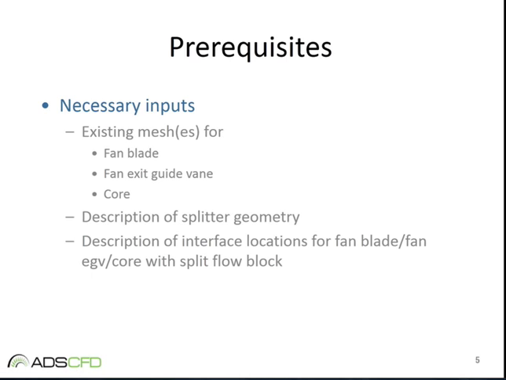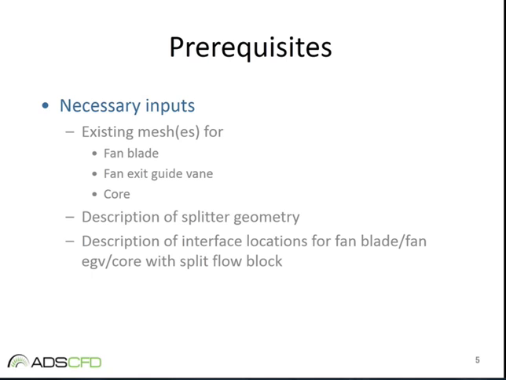So in order to generate this mesh, what do we need? We need to already have generated meshes for the fan blade, the fan exit guide vane, or whatever you have in the bypass, and then the first row for the core. So these should be generated in WAND on their own.